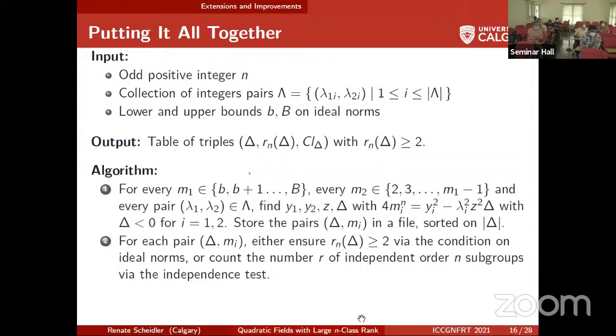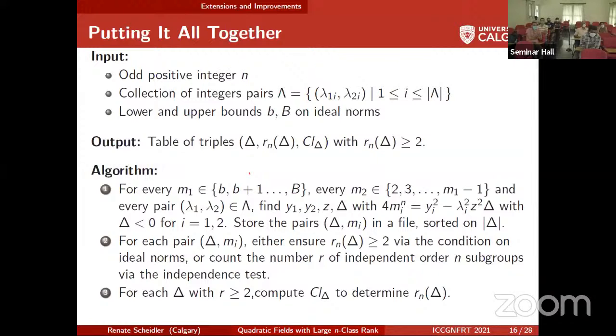Now you have this massive file with all these pairs where delta is a discriminant and these M_i are these ideal norms that give you solutions. And now for each of these pairs, you either ensure that the n class rank is at least 2 via these ideal independence conditions. That works pretty well when things are small. Or you just use the ideal independence test and you count the number of independent order n subgroups. Let's say R is that number. Then R is going to be a lower bound on the n class rank. So you found a bunch of independent classes, but there may be a bunch of other independent ones that you didn't find. So you only get a lower bound on the n class rank.